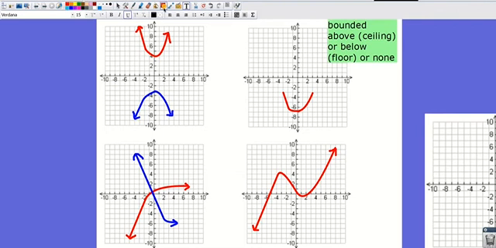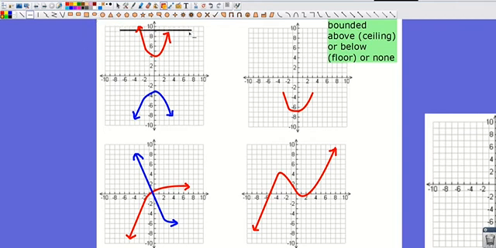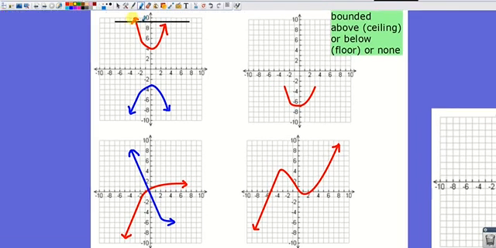Okay, let's look right here. The answer is there is no ceiling, because eventually the red will cross the black, because this extends forever because of the arrowheads.